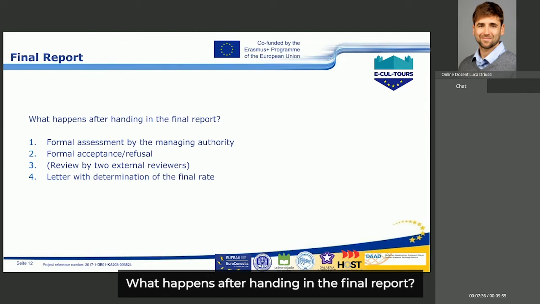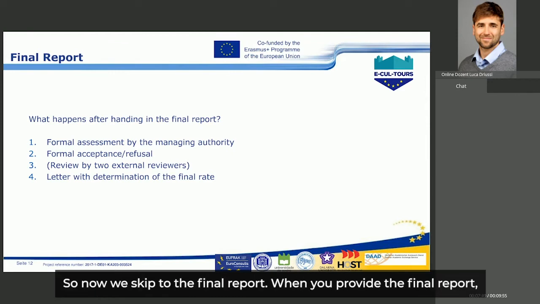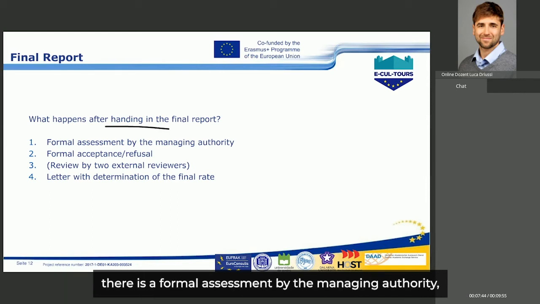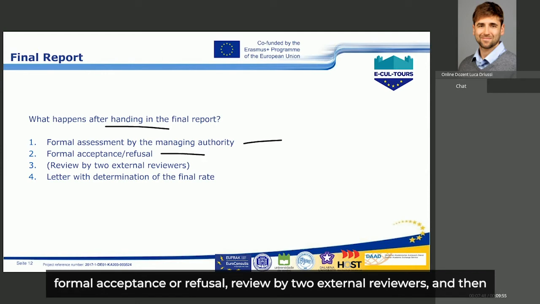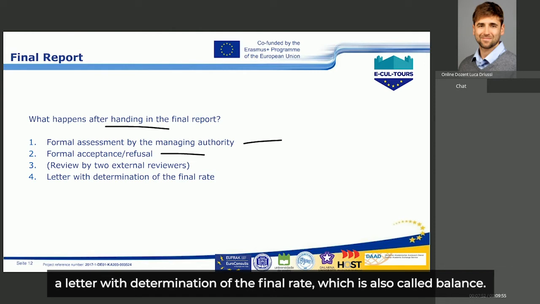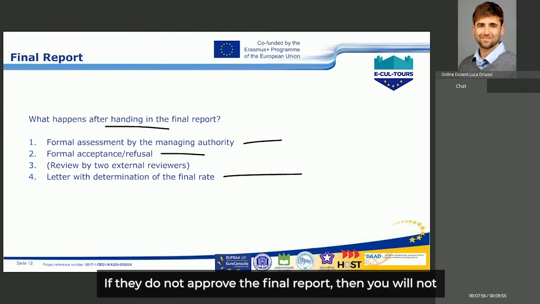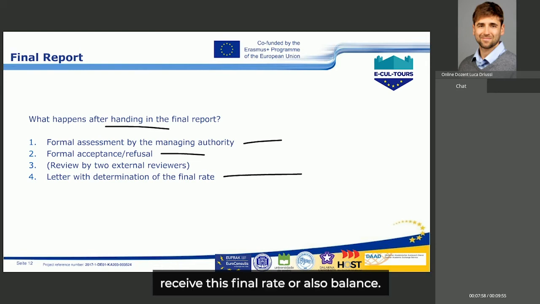What happens after handing in the final report? So now we skip to the final report. When you provide the final report, there is a formal assessment by the managing authority, formal acceptance or refusal, review by two external reviewers, and then a letter with determination of the final rate, which is also called the balance. If they do not approve the final report, then you will not receive this final rate, also called the balance.